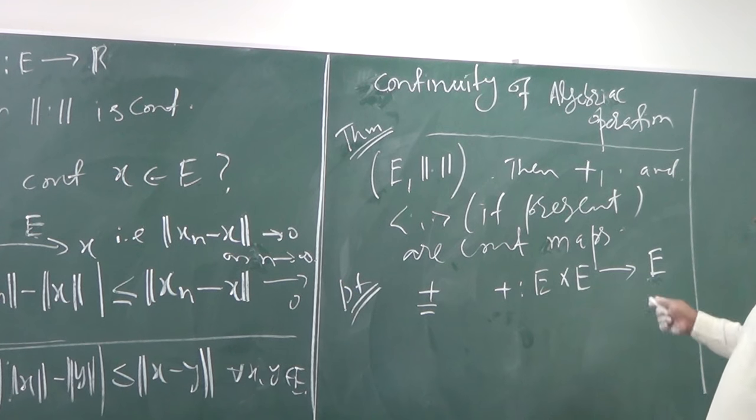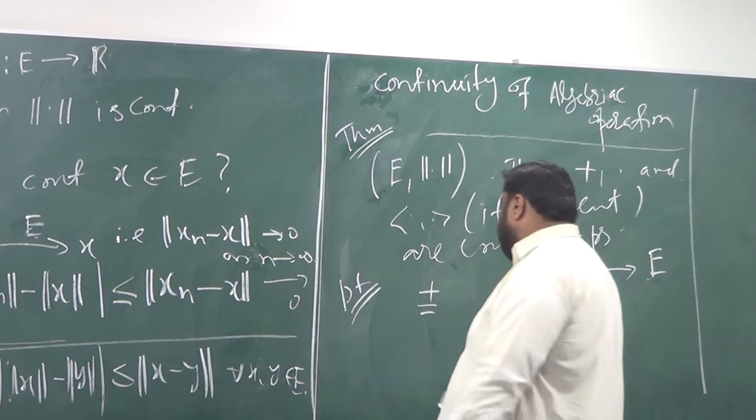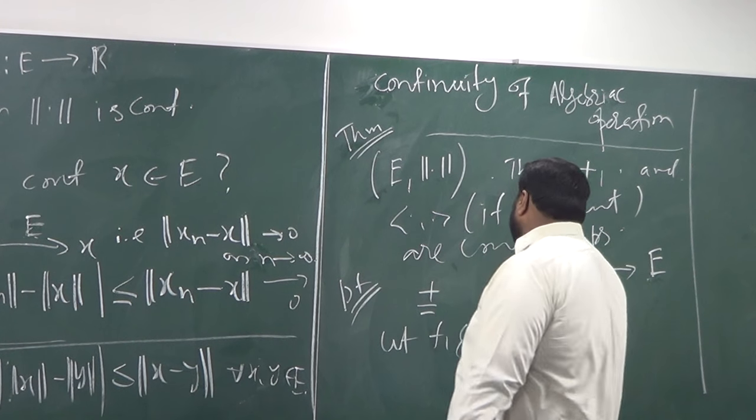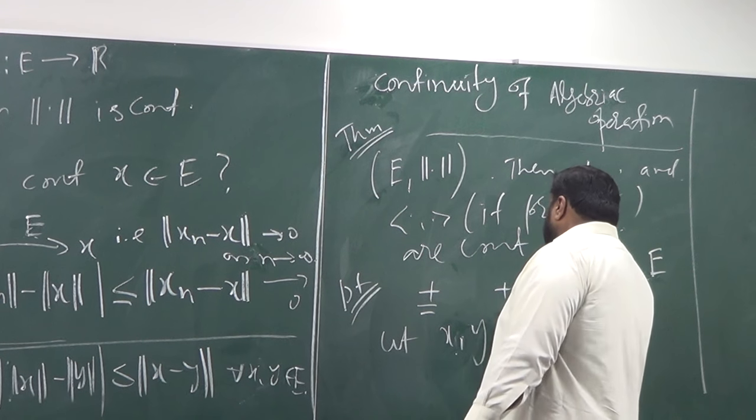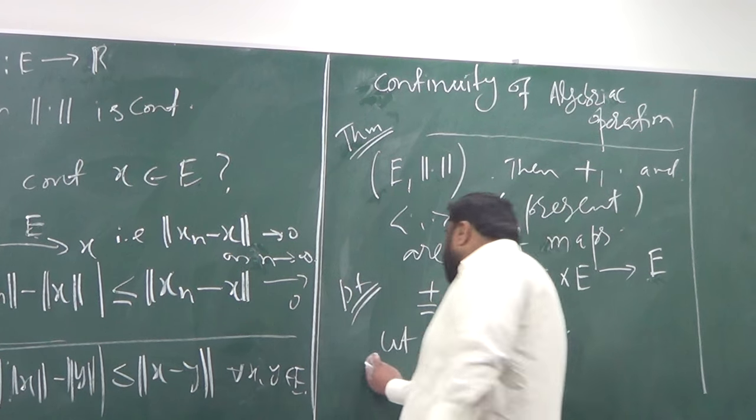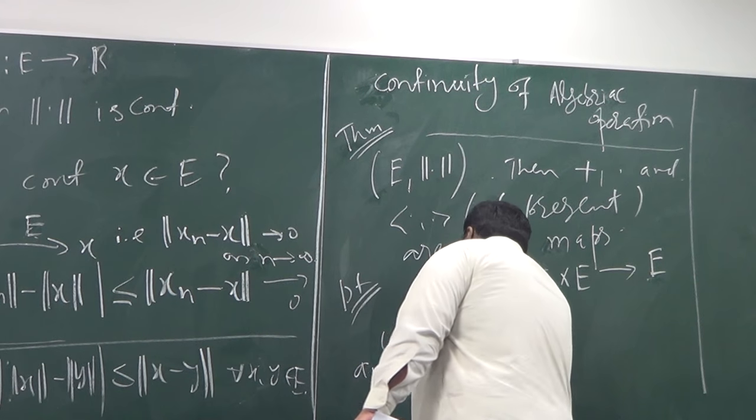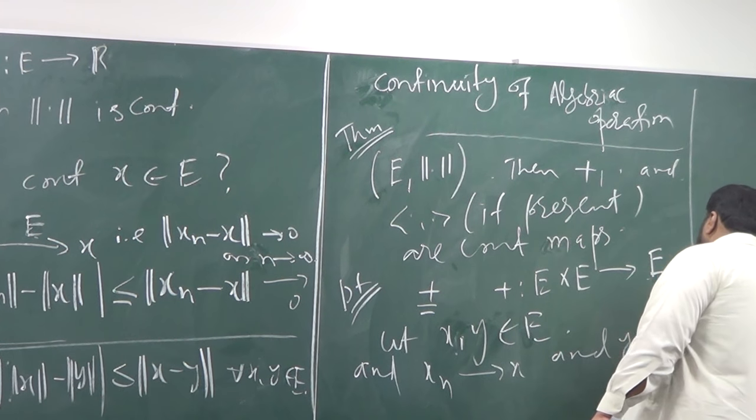What is going to be the meaning of plus being continuous actually? So what do we need to do? We need to take a point in E cross E. So what would be that point? Let's take say x and y in E, so that (x, y) is in E cross E. And take a sequence xn that converges to x and yn that converges to y.